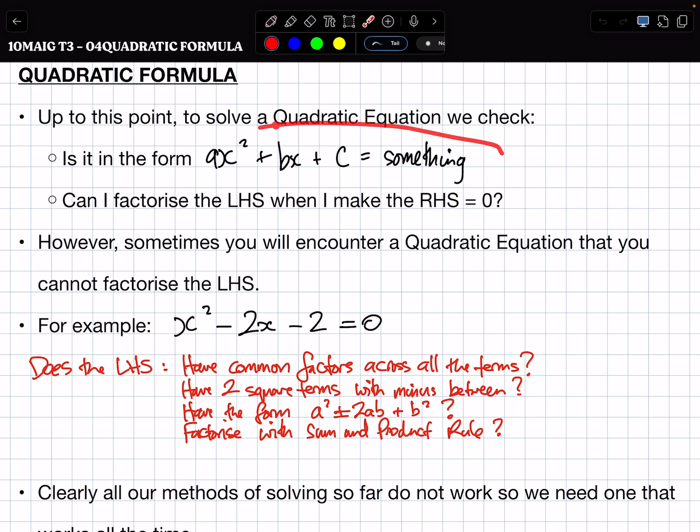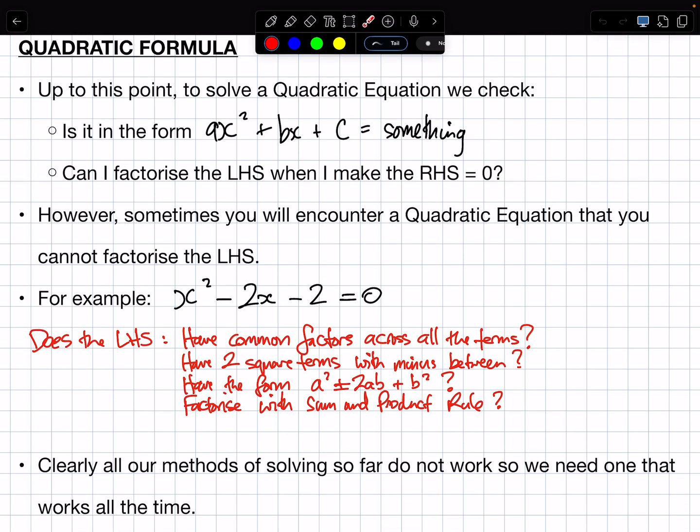Is it in this form, ax squared plus bx plus c is equal to something? Can I factorize the left-hand side when I make the right-hand side 0? We also did completing the square today. However, sometimes you're going to encounter a quadratic equation that you cannot factorize the left-hand side at all.